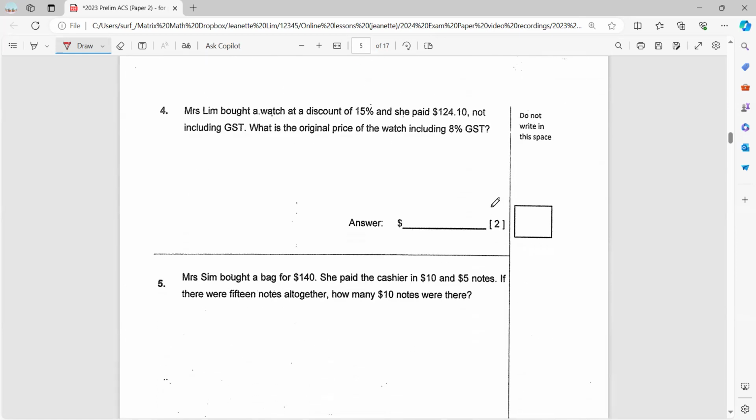Question 4. Mrs. Lin bought a watch at a discount of 15% and she paid $124.10, not including GST. What is the original price of the watch, including 8% GST? So basically what she paid does not include GST, so we ignore the GST first. If there's a discount of 15%, how many percent will she be paying? So 100 minus 15.